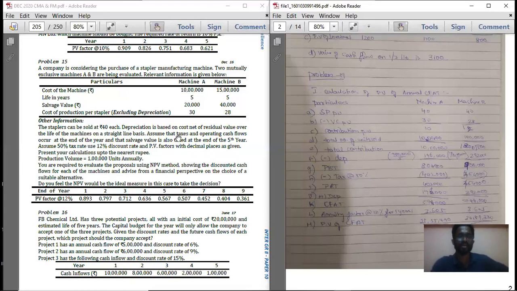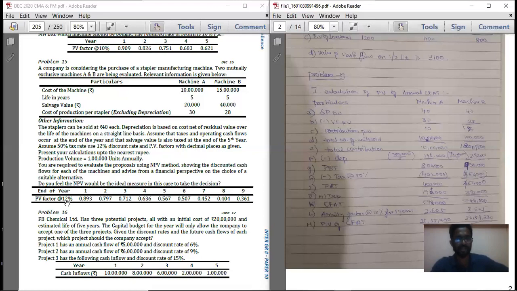Then assume that taxes and operating cash flows occur at the end of the year, and that salvage value is also taxed at the end of the 5th year. See, you should assume that all the operating cash flows are happening at the end of the year. And the salvage value is also received at the end of the 5th year. So you are selling the machine at the end of the 5th year and receiving the amount at the end of the 5th year. Assume 50% tax rate and 12% discount rate. So tax rate is 50% and cost of capital, that is the present value factor, should be taken at 12%. And present value factors with decimal places as given.